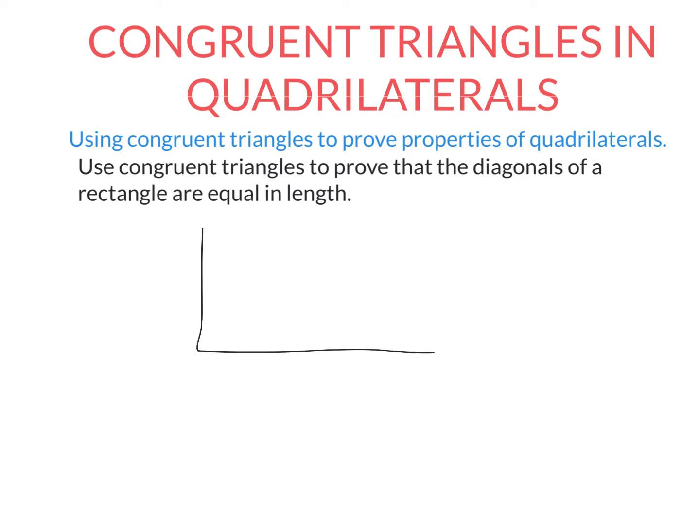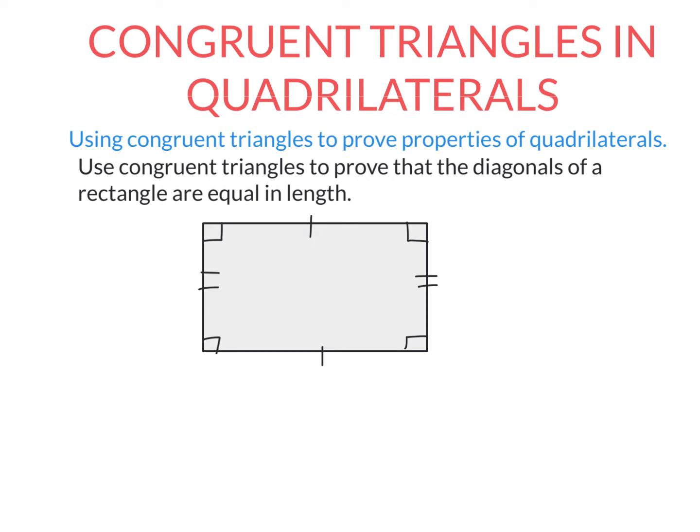So we're going to start by drawing a rectangle. Now, because the shape's a rectangle, I know that opposite sides must be equal, and I know that each of its interior angles must be 90 degrees. So what I'm going to do now is draw the diagonals of this rectangle.